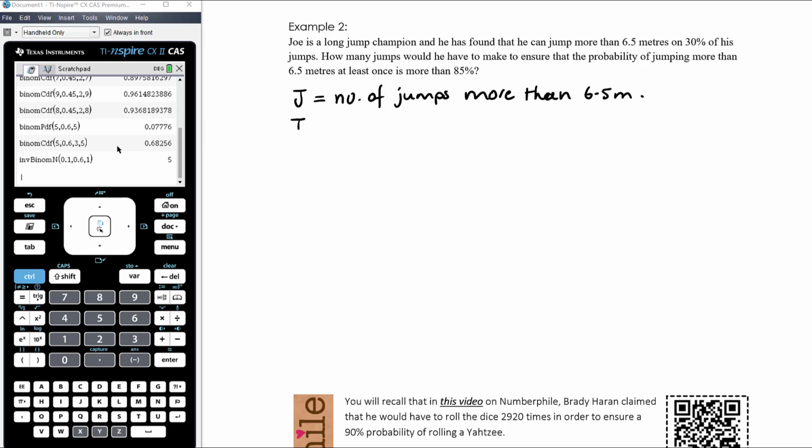Okay, so J is a binomially distributed variable. He either jumps more than 6.5 or he doesn't. The probability is 30% on every given jump, which is slightly false, but that's the inaccuracies we have to endure in modelling the problem. Okay, n is unknown. We want to know how many jumps he has to make. So n is what we don't know. Probability of success on any given jump is 30% or 0.3. So the probability that he will jump more than 6.5 metres is 30%.